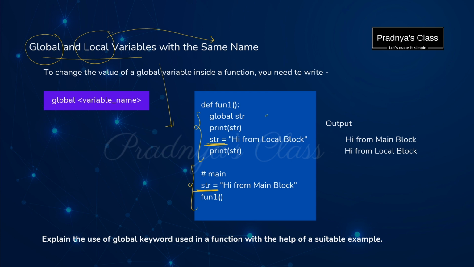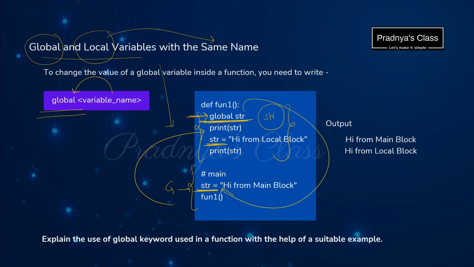If you try to access str within the block, the local variable will get priority. But what if I want to access this global variable inside the block? Then we will use the global keyword along with that variable. Note this statement, global str. Global str means we are trying to access the global variable inside the block. If you try to access the str variable without the global keyword, then it will give priority to the local variable. This is also one of the important concepts of functions.